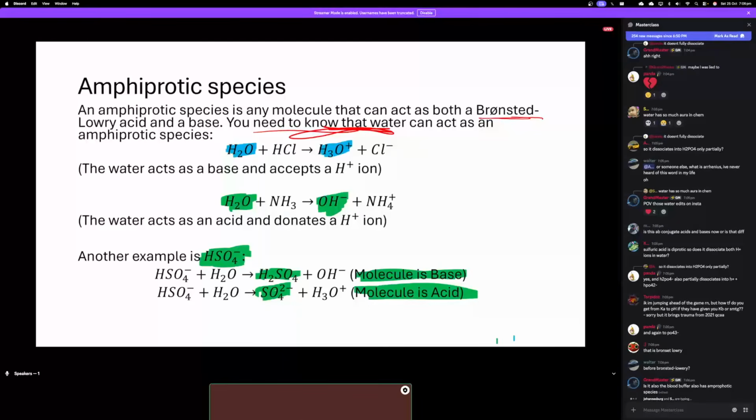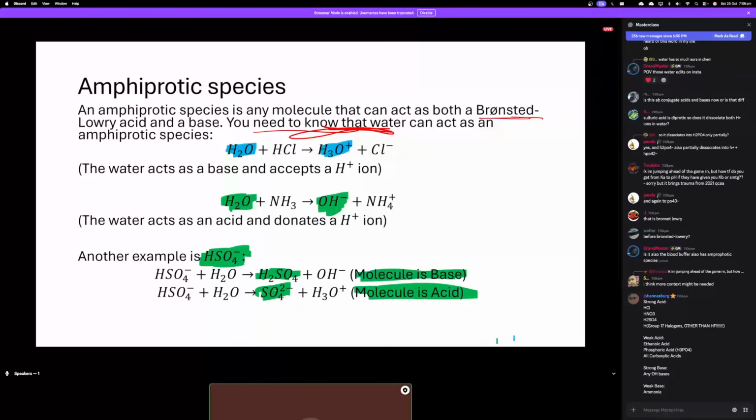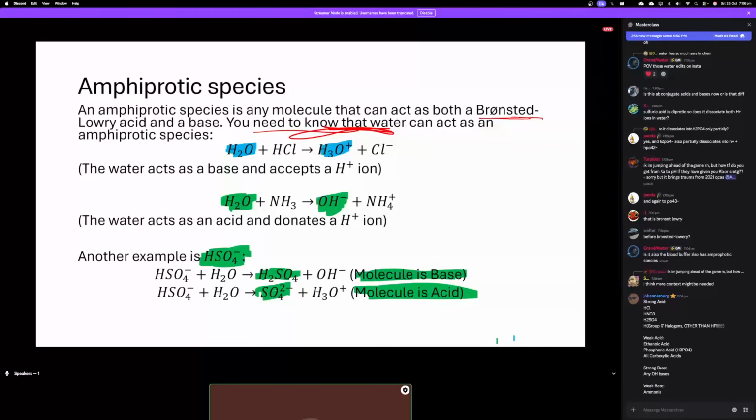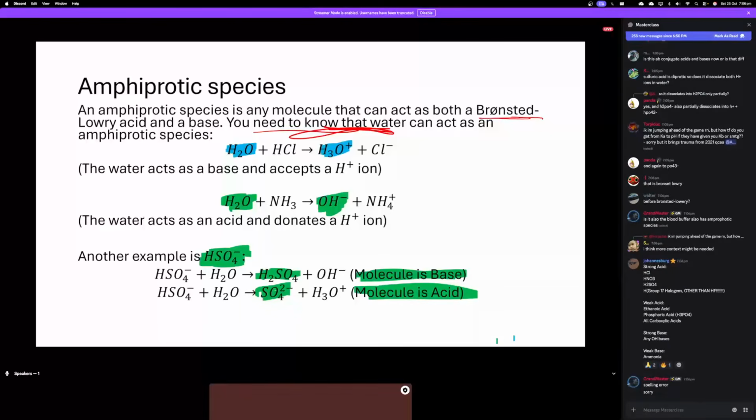Blood buffer. Yeah, we will cover buffers and blood specifically later. I'm not sure if it's amphiprotic. I don't know what that word means. Cool.